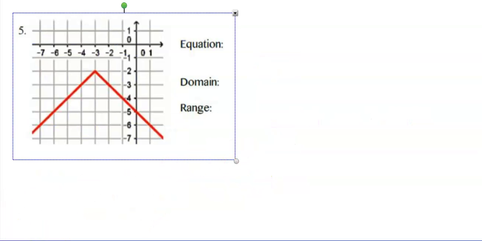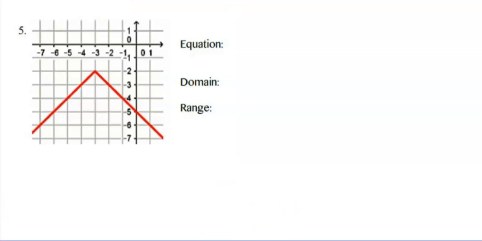Number 5, it asks us to write the equation and then state the domain and range. Even though these don't have arrows on the end, I tend to like to draw arrows on the ends, because if it stops right there, then that's a different domain and range than if it keeps going. So I just like to draw the arrows. The translation here is left 3 and down 2. So part of my equation I can go ahead and write x plus 3 in the bars, and then minus 2 on the outside of the bars.